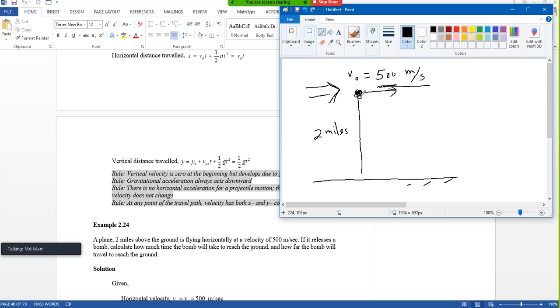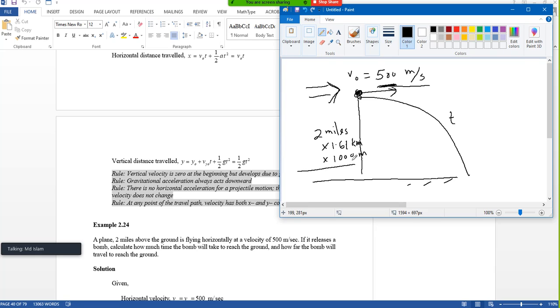Okay, then the question is what is the time? So it will go this way. Before finding it, make the units consistent. The speed is given in meters per second, so I need to convert the height into meters. We know 1 mile equals 1.6 kilometers, and 1 kilometer equals 1000 meters. If you do that, we will get the total height. You do not need to memorize it. This conversion is in your book, or you can use Google.